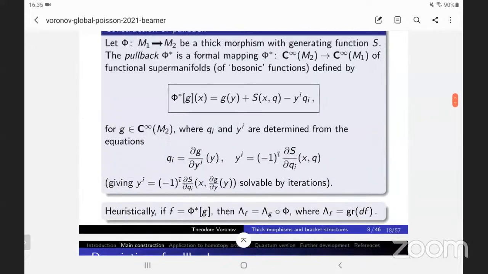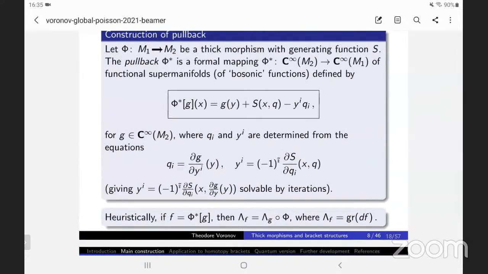So what we actually get is a series, an expansion dependent on the derivatives of the function G. So an expansion in the function G, but actually only the derivatives, not values of the function. That will give a formula for Y in terms of Q.